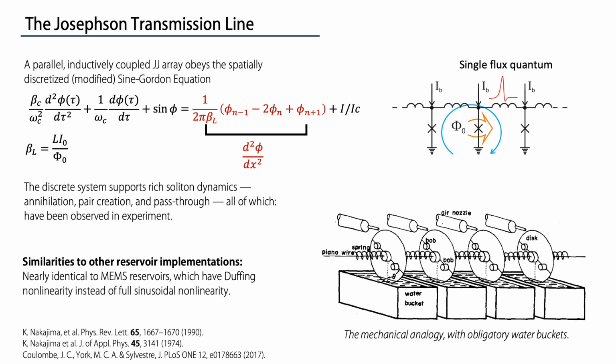As it turns out, these equations obey a slightly modified, discretized version of the Sine-Gordon equation, which is shown on the left. This supports rich soliton dynamics, including annihilation, pair creation, and pass-through, all of which have been observed in experiment. It's worth noting that, as with most systems, there is a mechanical analogy, which extends this analog of the pendulum to a whole line of pendulums coupled by springs.